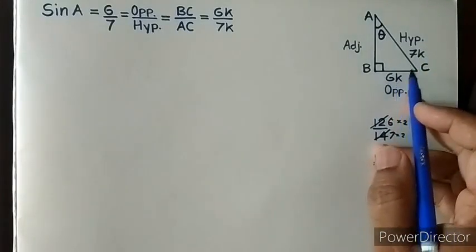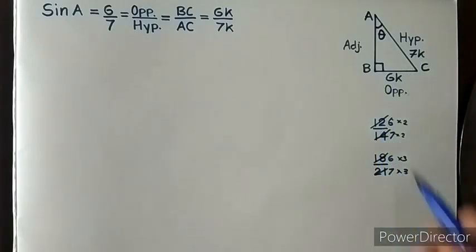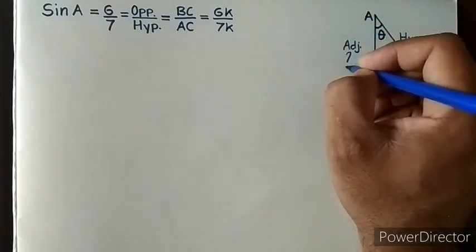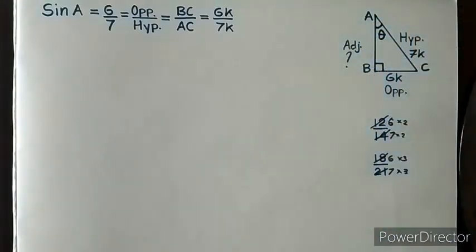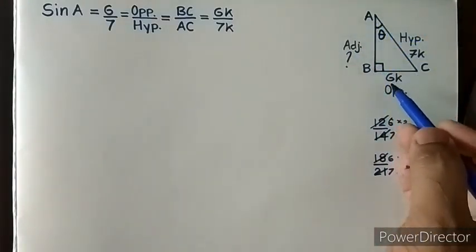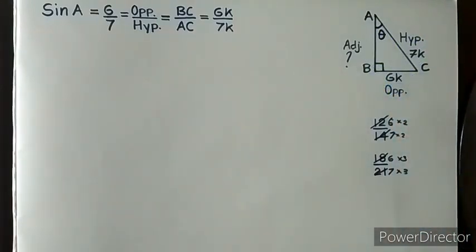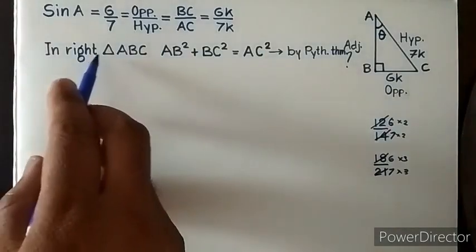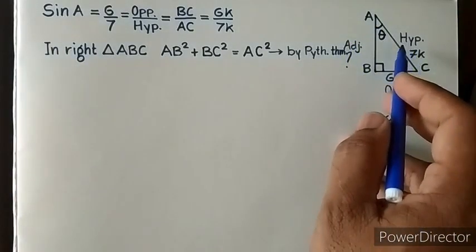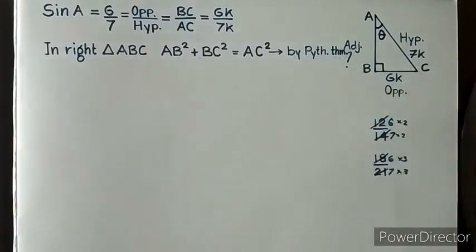So we got the opposite side, we got the hypotenuse. Now your first question was to find the length of side AB, that is the adjacent side. Now we need to find this side. And how do we find that? Now this is a right angle triangle. So in a right angle triangle, if two of the sides are given, you can find the third side by Pythagoras theorem. So let's apply that. So in your right triangle ABC, AB square plus BC square equals AC square, and this is by Pythagoras theorem.